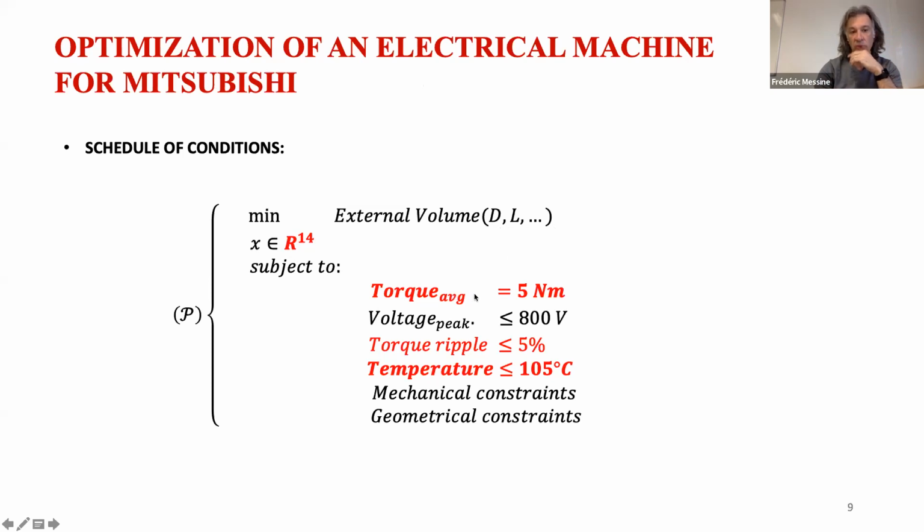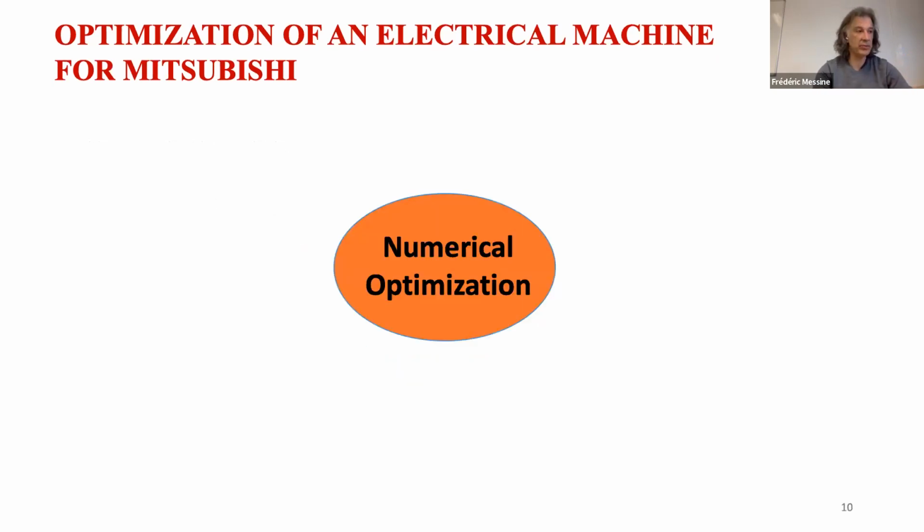You have to compute the torque here by finite element methods, and the average torque must be about 5 Newton meters. You must have a torque ripple less than 5% and the temperature less than 105 Celsius degrees. So we have plenty of constraints, and it's just to show you what kind of problems I have to solve for parametric optimization and the link between the design and the optimization.